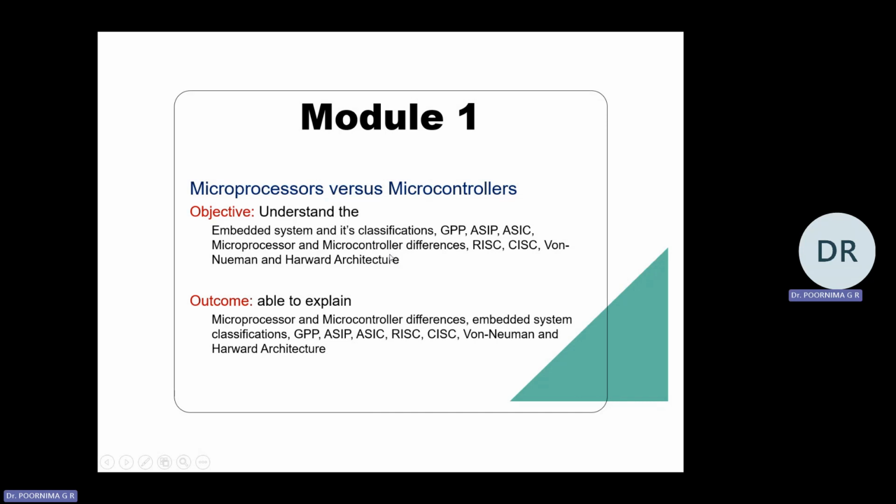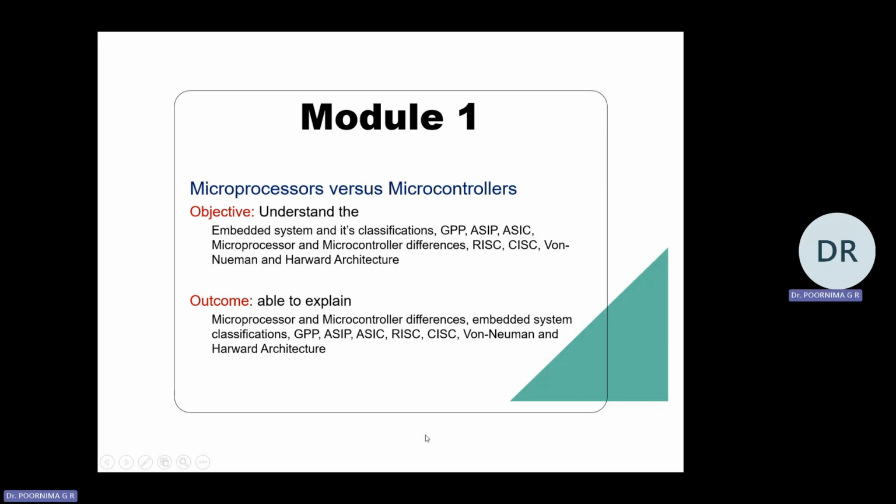We initially try to understand these topics, and after finishing learning these topics, the outcome that we are going to achieve is that we are able to explain and define the exact differences between the microprocessor and microcontroller, how an embedded system looks, how an embedded system differs from all other processors, and their classifications, how it has been done: von Neumann architecture, Harvard architecture.